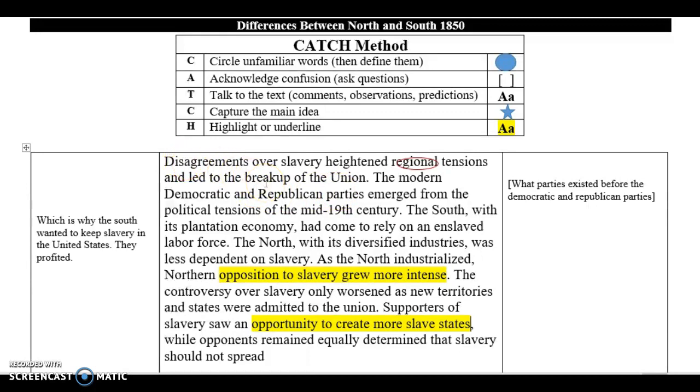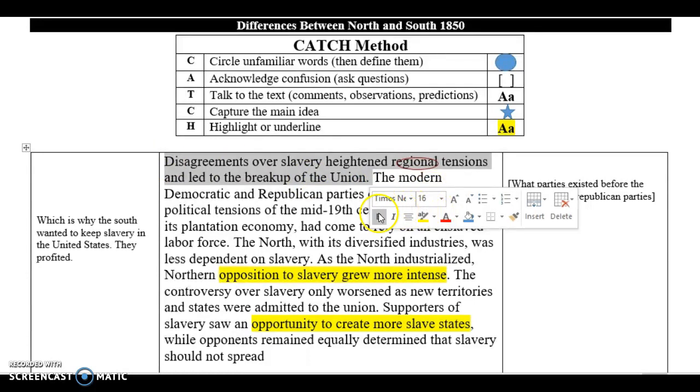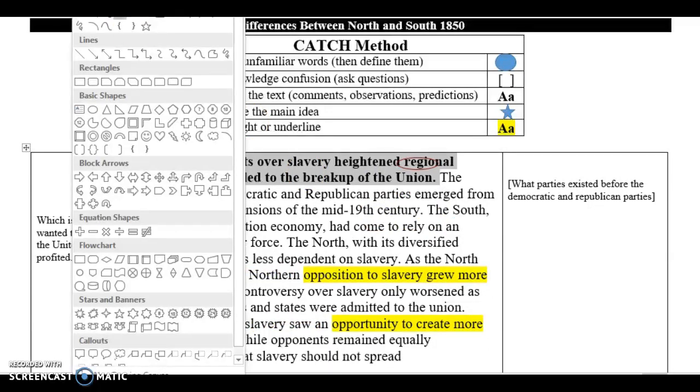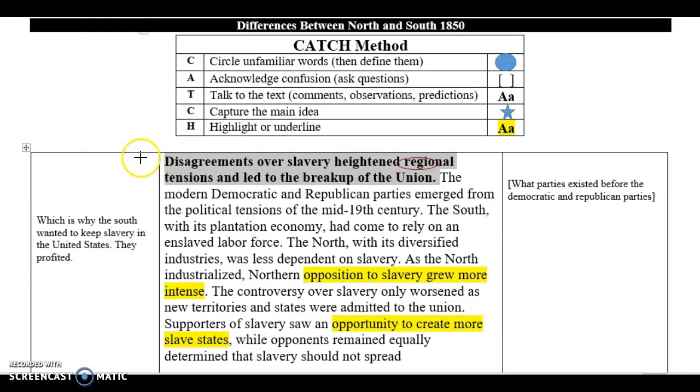It's right off the bat. Disagreement over slavery heightened regional tensions and led to the breakup of the Union. So because there were two sides to the issue, the Union started to break. So I think this is very important, which is why I am going to star it, so that I know that this is the main idea of the text.